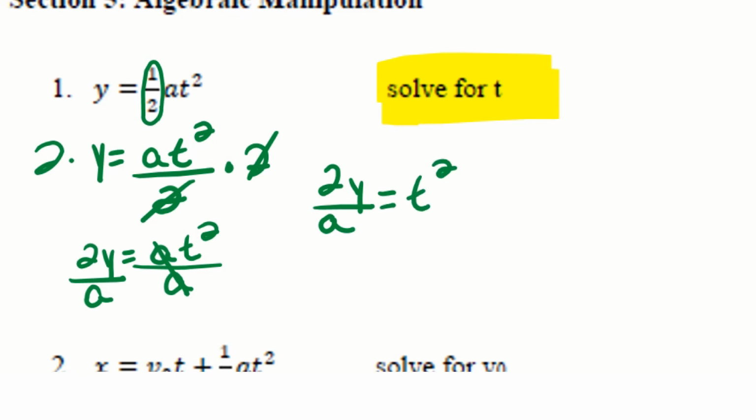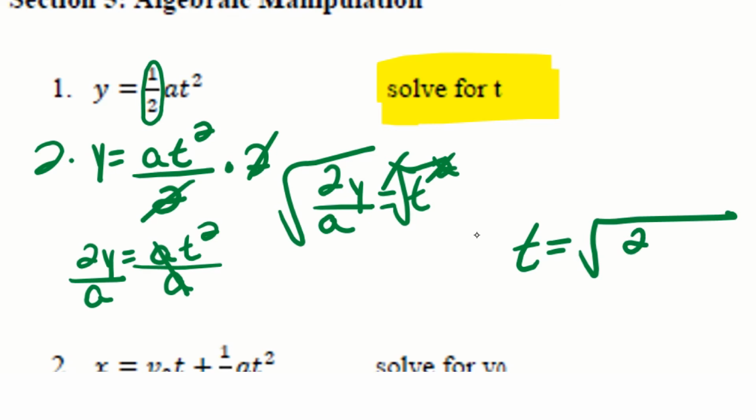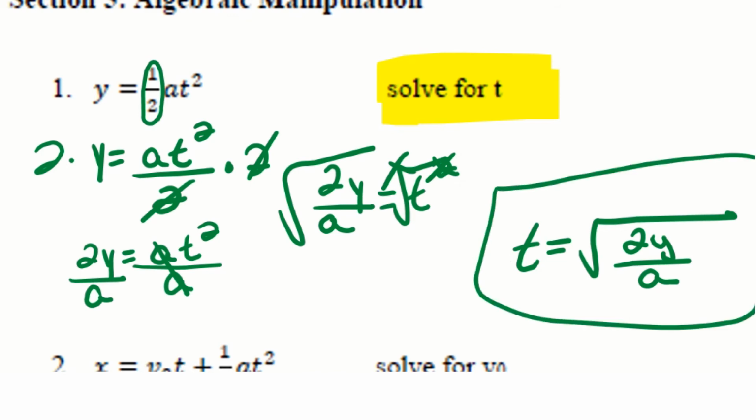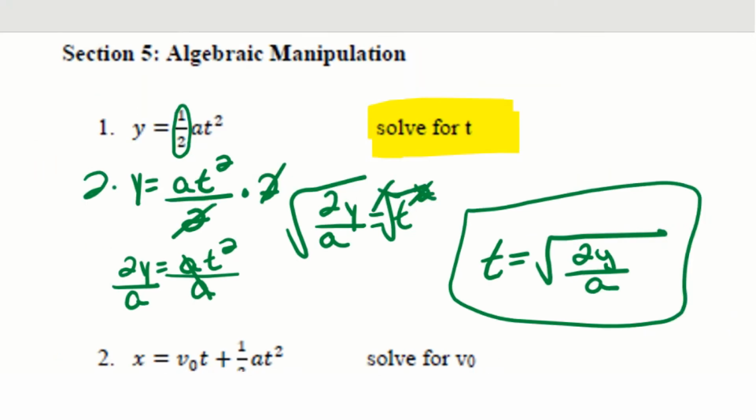Well, I want t by itself completely. So now I need to get rid of the squared. And the opposite of squared would be square root. Whatever I do on one side, I need to do to the other. So in reality, my equation would now be t equals square root of 2y over a. And that would be my actual equation. So I want you to box that in. Get used to boxing it in. That way you know that that is your final answer. Okay, so now let's try out number 2.